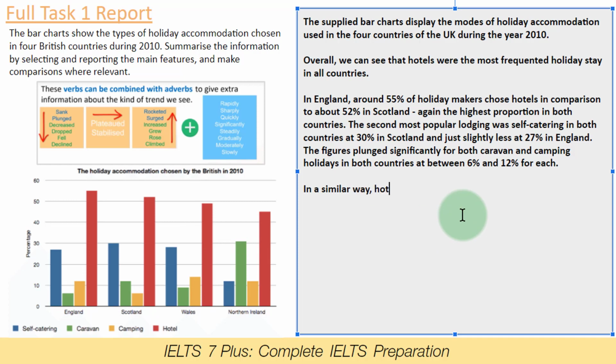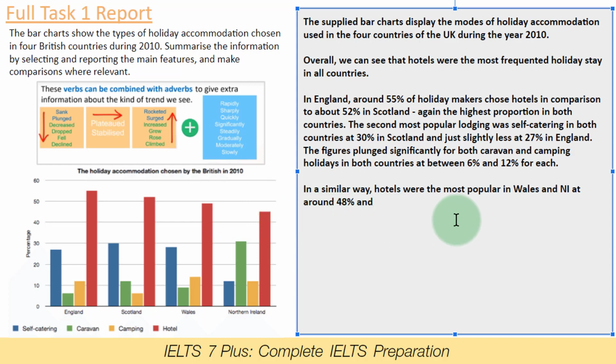Let's say hotel. Hotels were the most popular in Wales, and I'm not going to write Northern Ireland in full. I'm going to use an abbreviation here and type NI because it's a bit of a long double word. Wales and NI at, let's say, around 48%, and that's Wales 48%, 49%, that's okay.